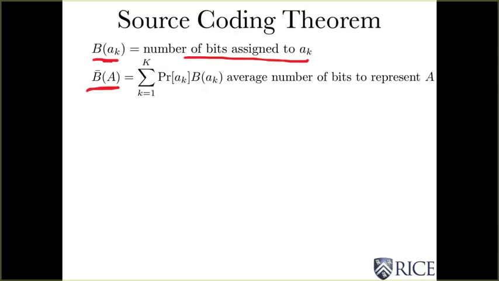And b bar is the average number of bits that's going to be required on average for each letter to represent the alphabet. And that's just the average of these b of ak's. So the quality, how efficient the representation by bits is going to be summarized by b bar. If that b bar is small, then we use very few bits on average to represent the alphabet. The question is, how small can it be?